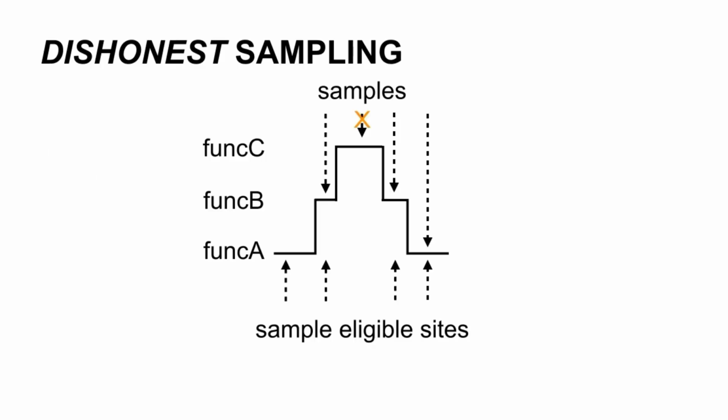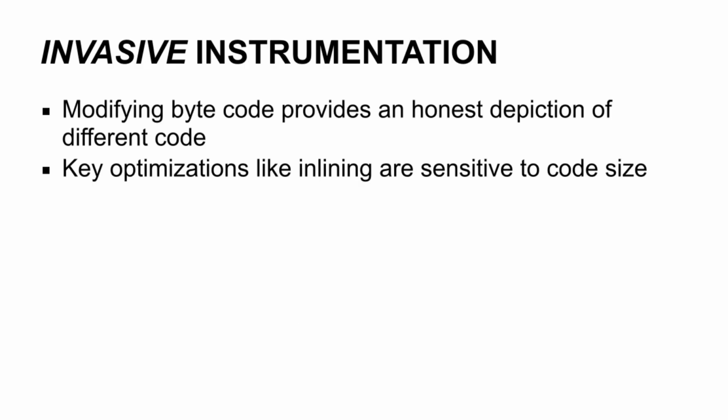In the prior two segments, we saw how profilers can be dishonest, either through sampling that only happens at safe points and may miss crucial functions entirely, or through instrumentation that, while providing an honest depiction of code, provides an honest depiction of code that's been modified. And so what it's providing a picture of may be not what we were doing at all, because it can destroy core optimizations like inlining and other things that are sensitive to code size.